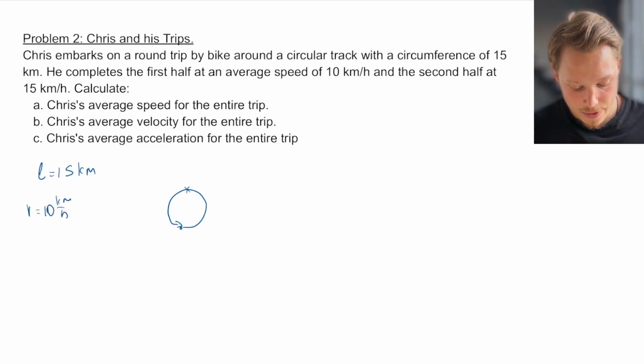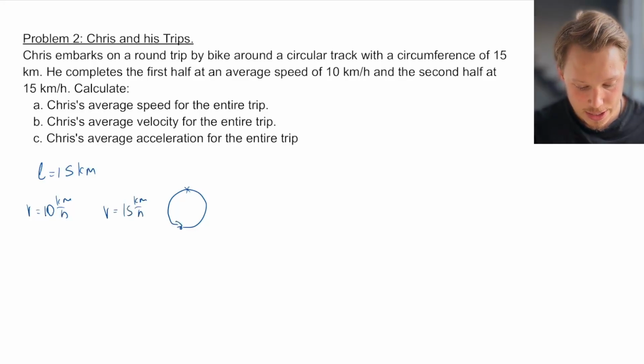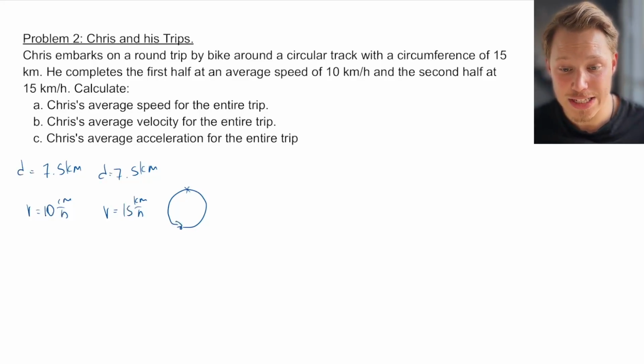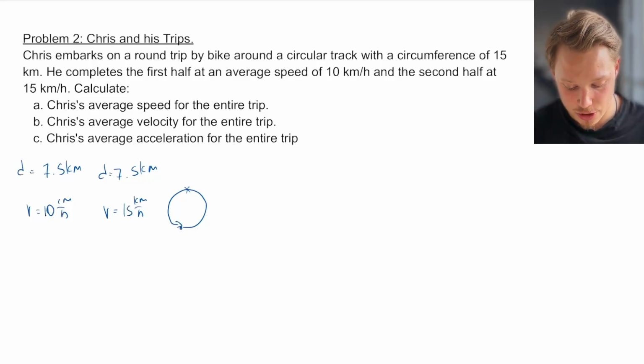And the second half at the speed of 15 kilometers an hour. That is, the first part of the journey is going to be 7.5 kilometers, and the second part of the journey will be 7.5 kilometers. Calculate Chris's average speed for the entire trip.